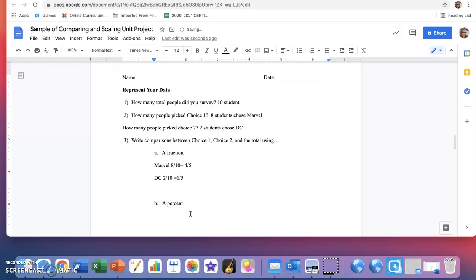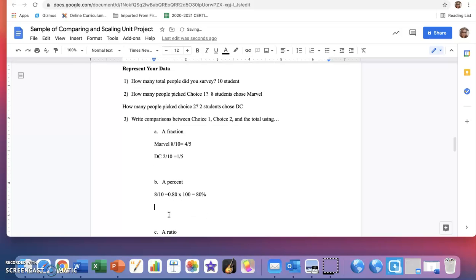But now what you need to do is divide 8 divided by 10. If you do that, you're going to get 0.80. Okay, so when you do that, it turns into a decimal. You then need to multiply it by 100, and that's going to give you 80%. Same thing with DC. You have 2. Make sure you divide it. You're going to get a decimal, and that's going to be 0.20. You multiply that by 100, and that would give you 20%.